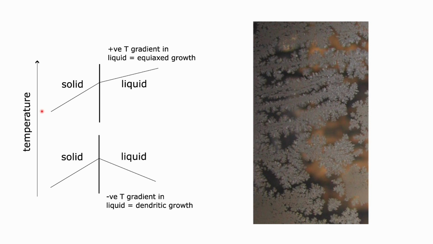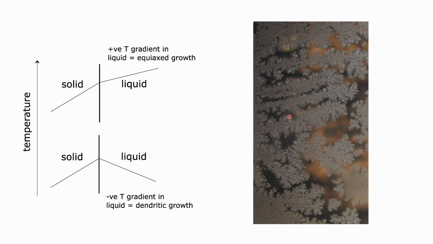So one example here is talking about the ice on the window like this. As we discussed before, in this case, we're talking about water transferring to ice. If the temperature gradient in the solid phase and the liquid phase are both positive, then the interface growth is flat. However, if the temperature gradient is positive in the solid phase but negative in the liquid phase, then in this case you will get the dendritic structure.